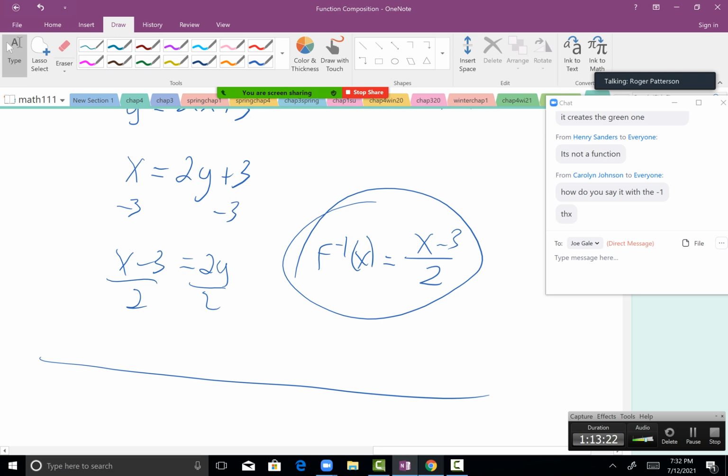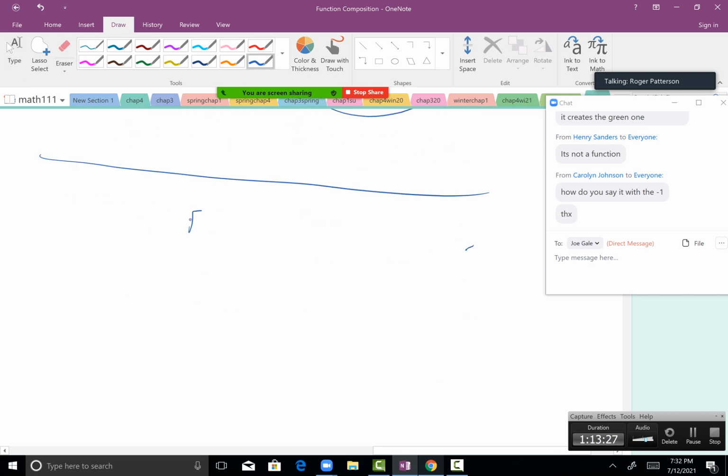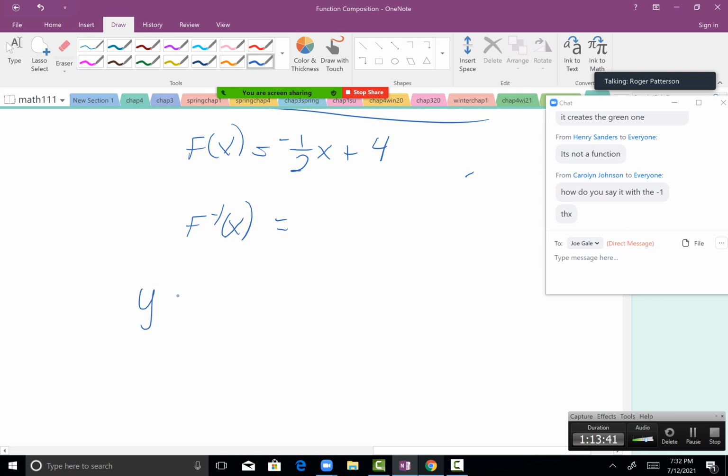All right, so let's try another one. So let's go f of x equal to negative 1/2 x plus 4. We want to find the inverse of x. All right, first thing, always set it equal to y. Switch them. All right, switch them.